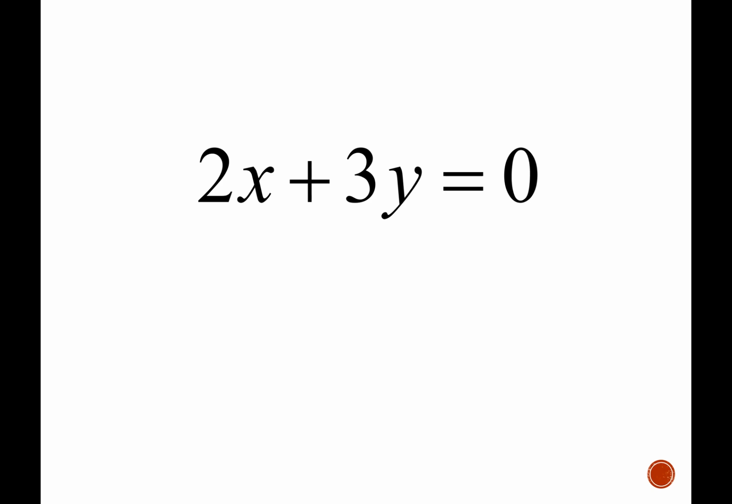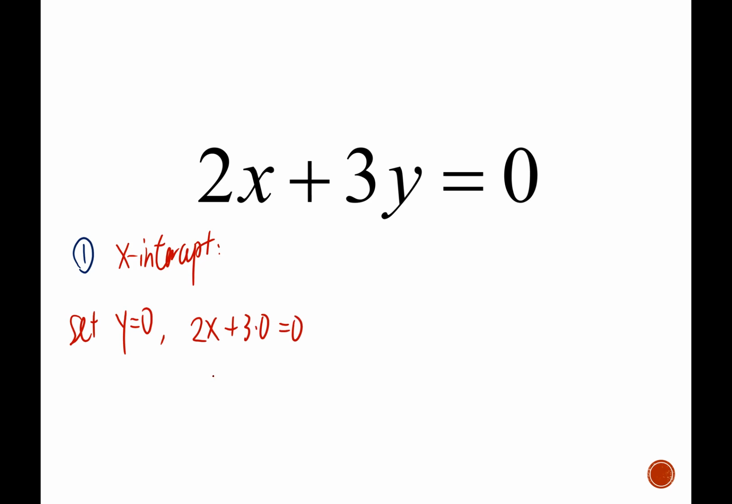All right. First of all, we find the x-intercept. So we're setting y equal to 0. So here, replace the y value with a 0. So we get 2x plus 3 times 0 equal to 0. So we get 2x equal to 0. And divide 2 from both sides of the equation. x equal to 0. Okay. So the x-intercept is 0, 0.